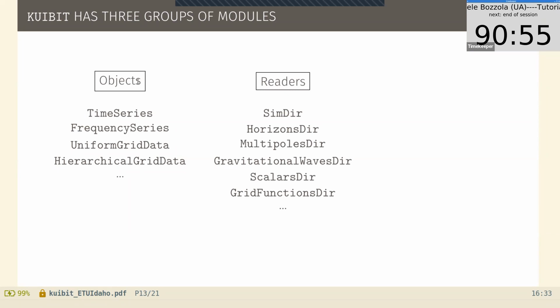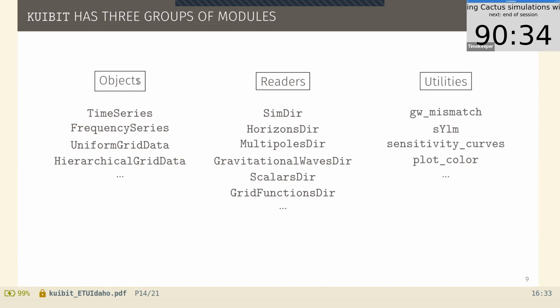Next, we have readers. Readers are all those modules that interface the data that you have on your hard drive with these objects. So readers are a way to organize the content of your simulation in such a way that you can be presented with an object. Readers are just a way to, again, serve you with something that's high level and that you can use immediately. And finally, we have utilities, which just implement some physics or some useful software engineering aspects like visualization.